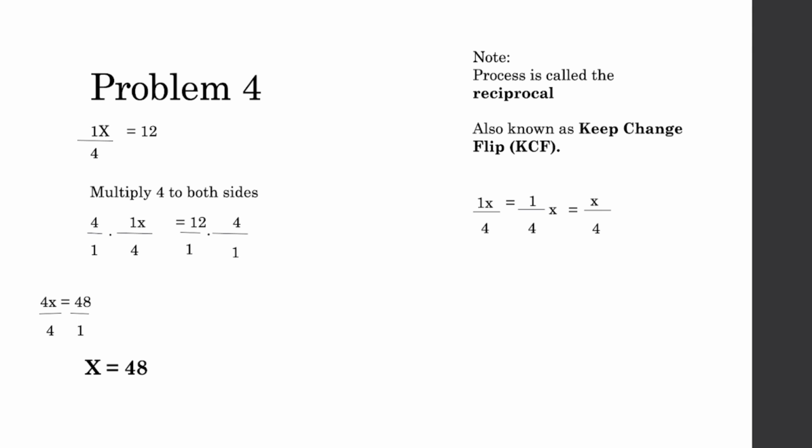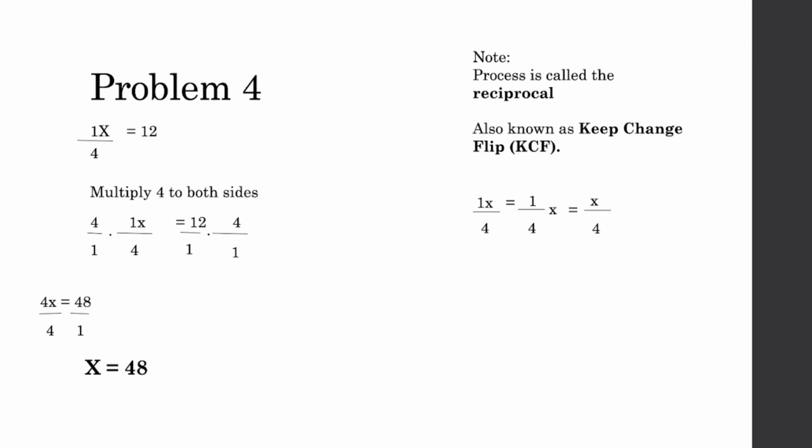So we have a note, like I said, the process is called the reciprocal. In other words, it is also known as keep, change, flip. Another way of writing these fractions is 1x over 4. I like to put the 1 in front because many people wonder, what is in front of x? You could think of it as 1 times x, and that gives you x over 4. So you could think of it as the following: 1x over 4 is also the same thing as 1 over 4 times x, where the x is next to it.